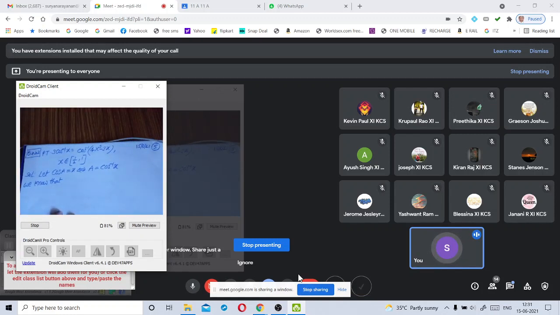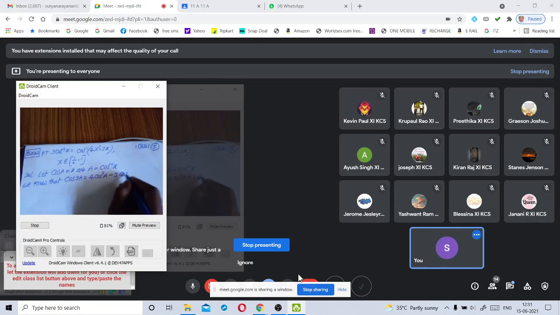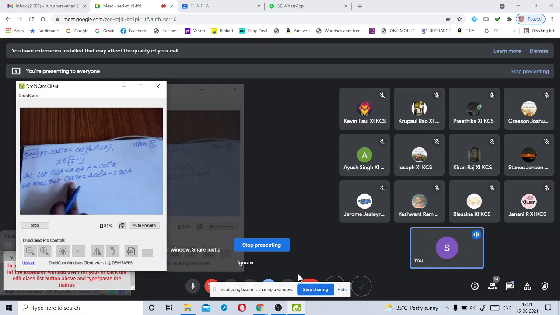Next, we have to recollect the previous knowledge. From the first year, we know that cos 3A is equal to 4 cos cube A minus 3 cos A. This is also a trigonometric identity. Okay, my children, this is a trigonometric identity. Now, in this identity, we substitute cos A is equal to x. Then what will you get here?